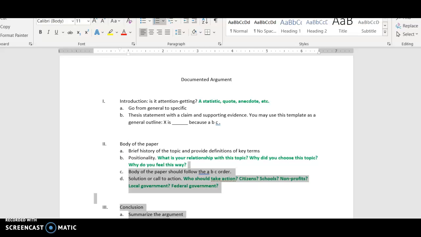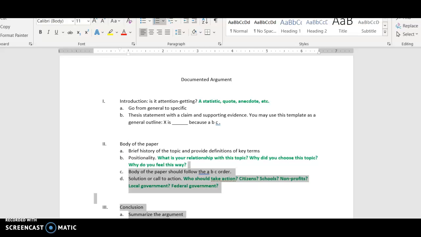Hi class, I wanted to give you a visual or an outline of what your documented argument could look like. Please note that in your Pocket Style Manual there is a little bit of a sample student paper. But here is an outline following some of the requirements for our paper.